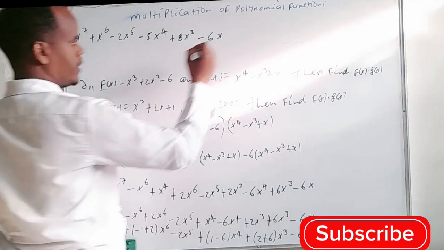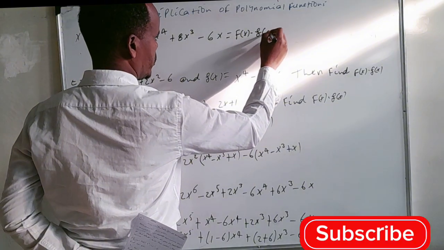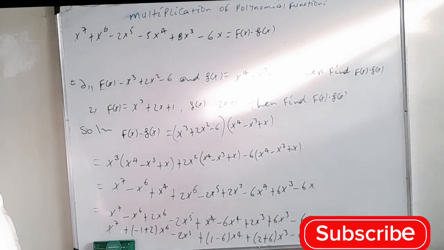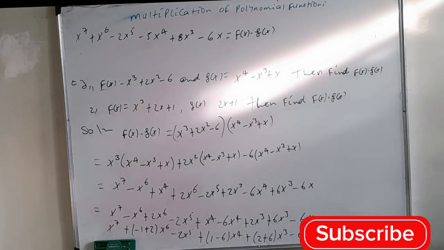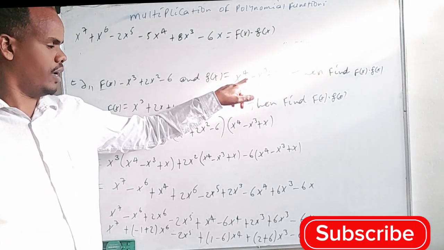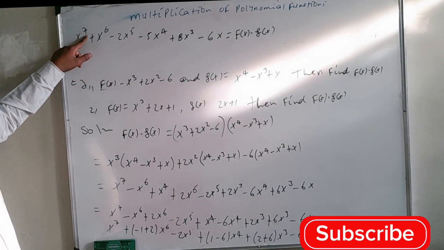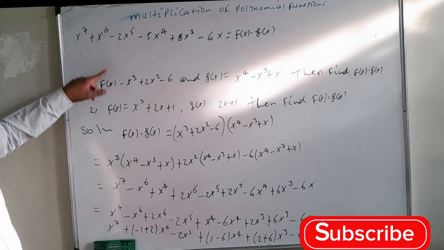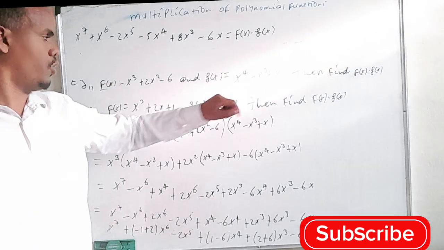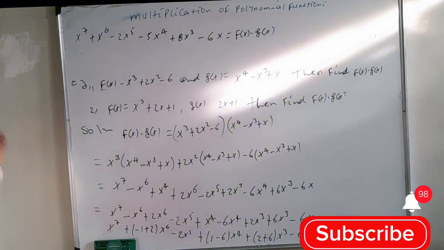This is the product of f of x and g of x. So the degree of f of x is 3. The degree of g of x is 4. The degree of f of x times g of x is the sum of the degrees of f of x and g of x, and that means 3 plus 4 which is 7.